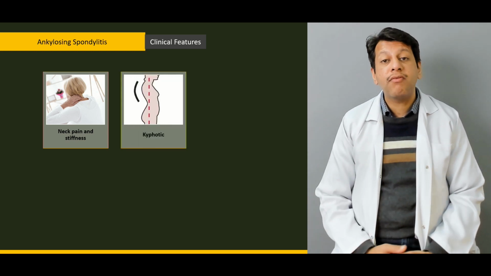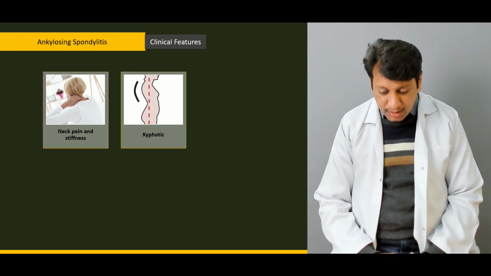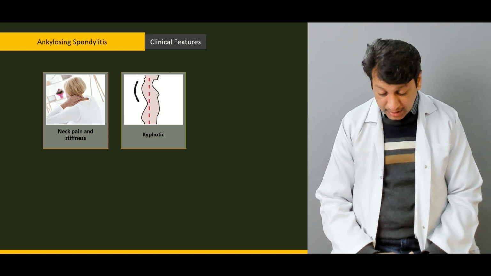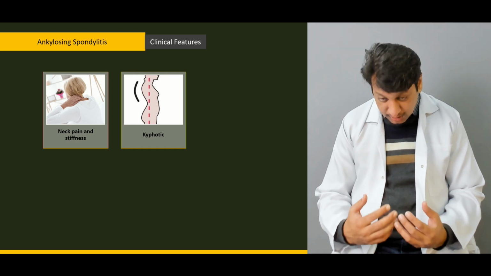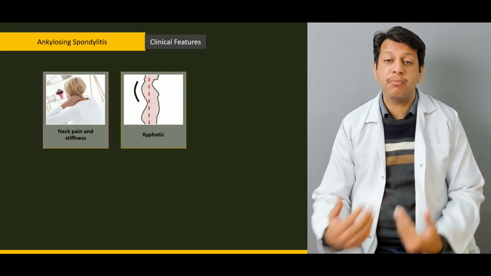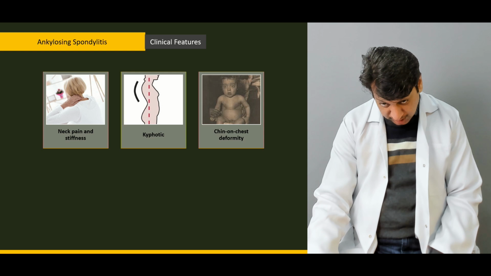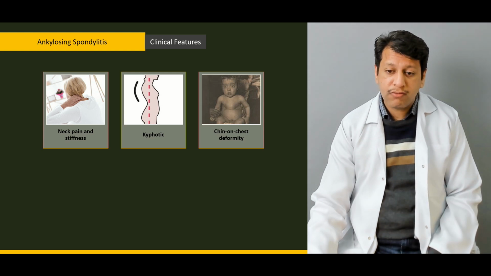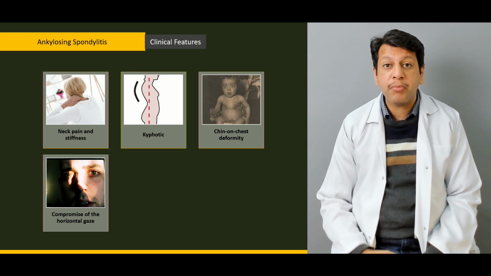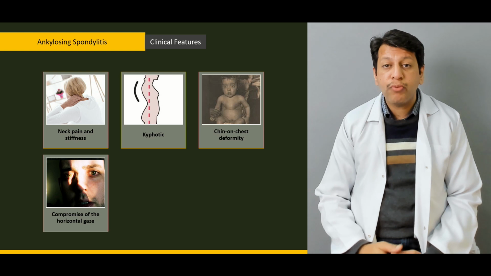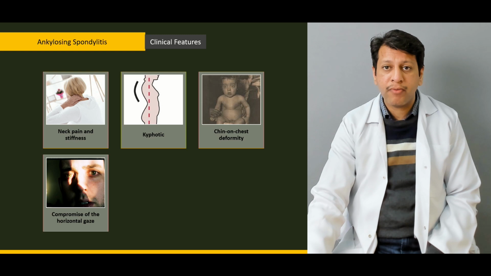There may be increased kyphosis. Due to increased cervical spine kyphosis, the neck may be flexed, and you can expect a patient looking like this because the patient is unable to hold his head up because of the kyphosis of the cervical spine. When a patient comes and looks like this, it is called a chin on chest deformity. It may be associated with compromise of the horizontal gaze. The patient may not be able to look up over the ceiling, or to see the top of the wall.